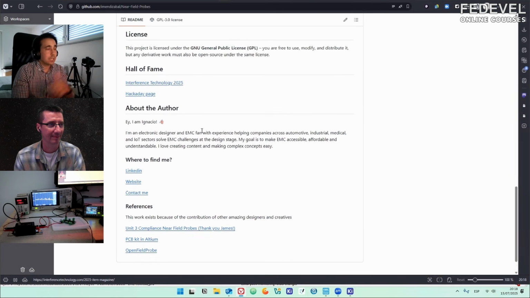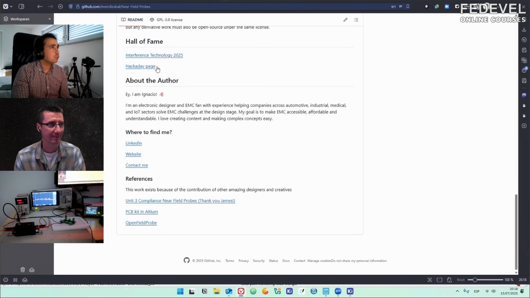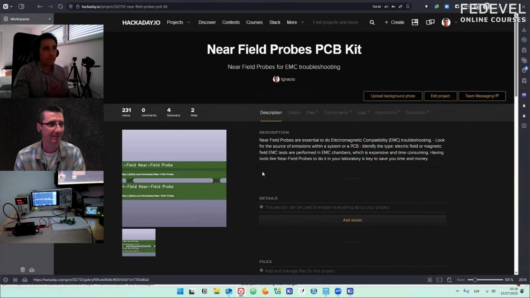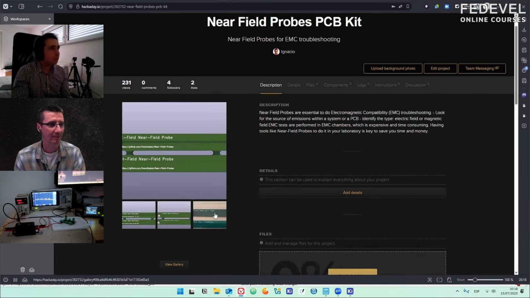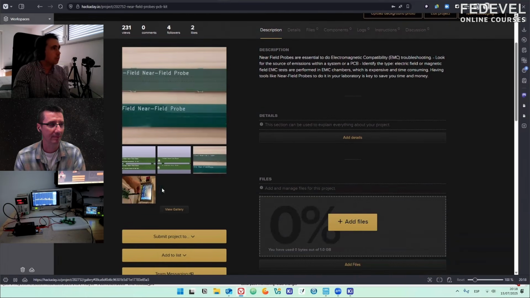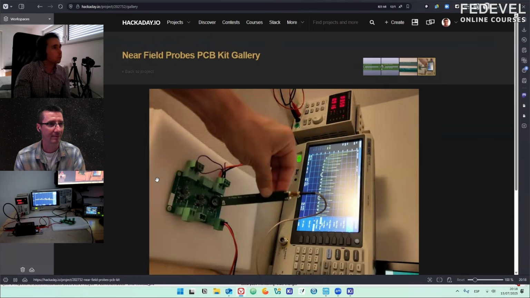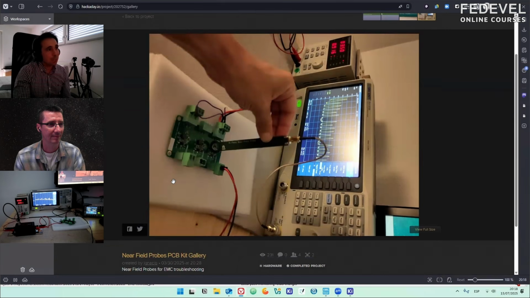What else? Yeah, Interference Technology and so on. And also, if I remember well, I added the probe on Hackaday so that it's accessible. The idea is to share more results here. Yeah, exactly the same setup.